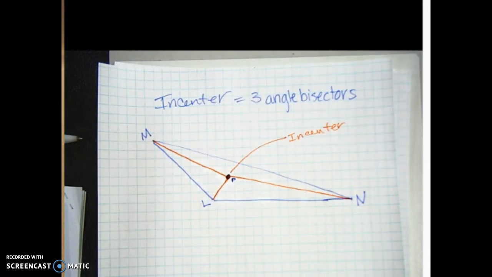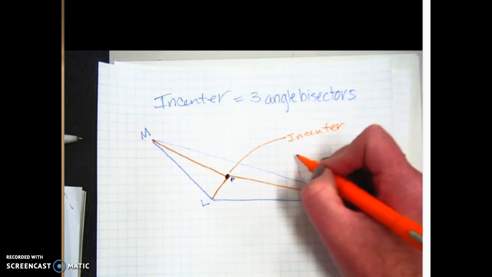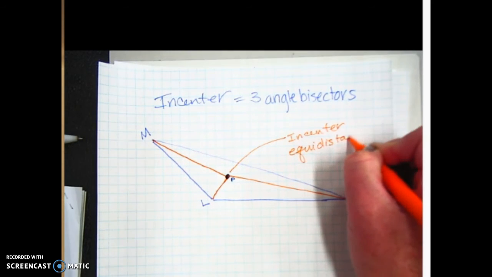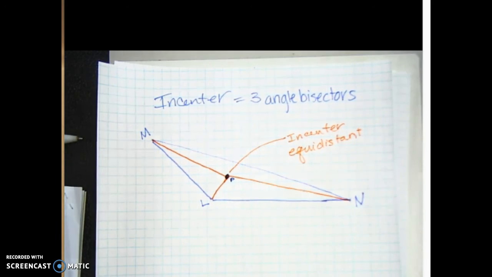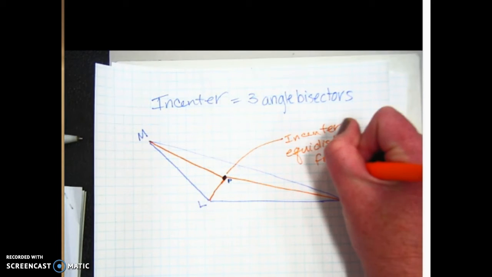The in-center also has a special relationship to the triangle. It is also, what's our special word? Equidistant. But this one is not equidistant to the vertices. This one is equidistant from the sides.